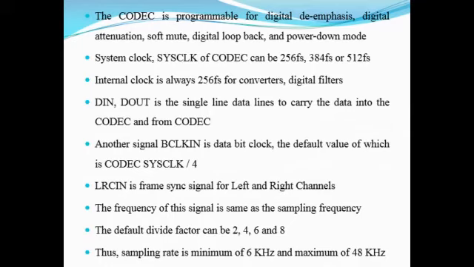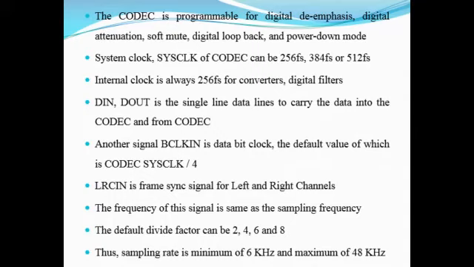Then the system clock of the codec can be 256 fs, 384 fs, and 512 fs. So that is very small. Normally we come across microseconds or nanoseconds, but here it is a very small system clock available, and the internal clock is always 256 fs for the converters and digital filter. So this is about the internal clocks available.